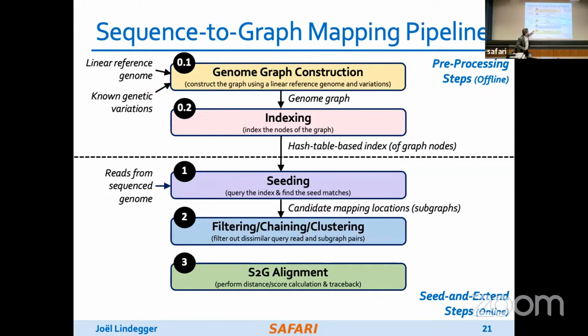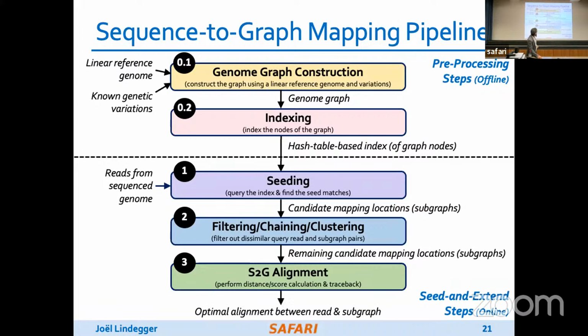The only difference here is that when you find basically one potential matching location, you get out one sequence and a small subgraph of the larger graph instead of a substring. Then you pass this candidate mapping location through some filter, maybe to optimize performance. And finally, you go to a fairly expensive sequence-to-graph alignment step. Out of that step, you get the optimal alignment between the read and the subgraph.